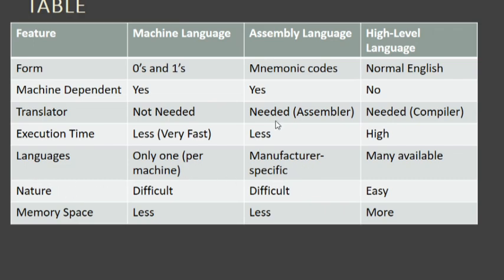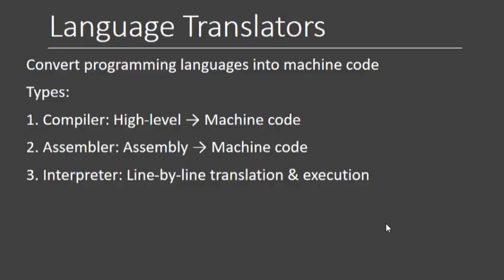So there is only one language per machine, manufacturer specific, while many high level languages are available. But machine language is only one. Its nature is difficult, while high level is easy to understand. For memory space, machine language and assembly take very little memory, whereas high level language takes a little more memory to store our program. Okay? So these are language translators.